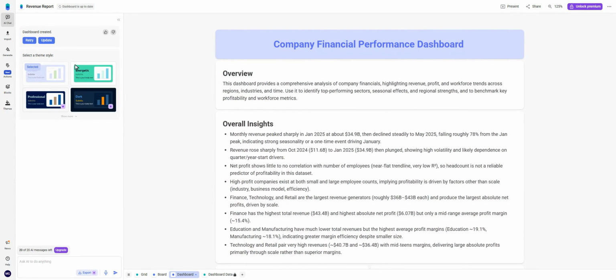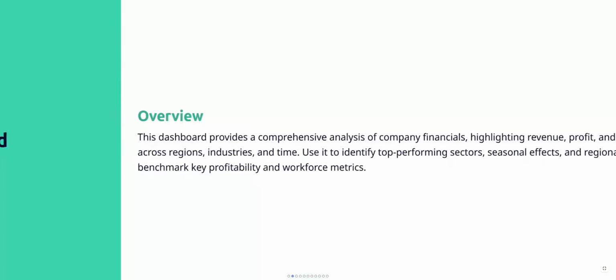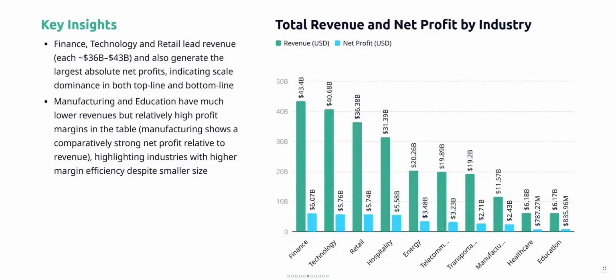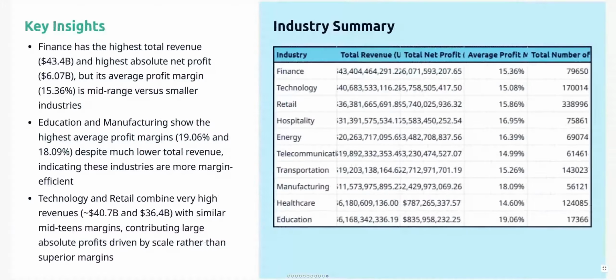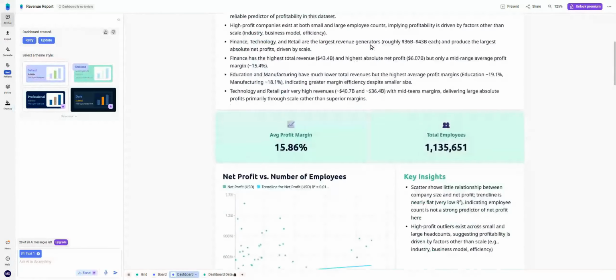We can instantly customize the visual theme to match our brand. Now, let's explore presentation mode for stakeholder meetings. This full-screen view is perfect for executive presentations, board meetings, or team reviews. Every chart and metric is optimized for maximum visual impact.